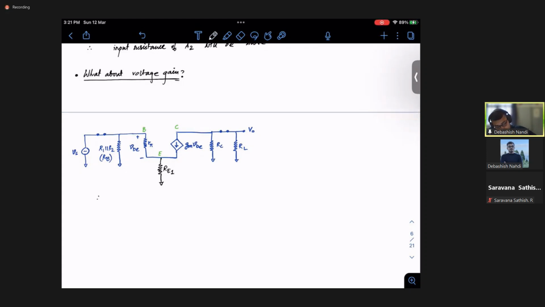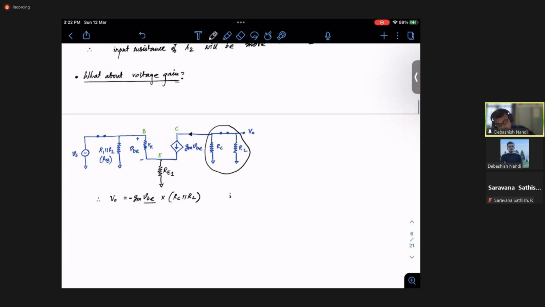So your voltage gain, V0, is nothing but minus GM VBE, because current is flowing this way into your RC parallel RL. This is your parallel combination, and this entire current is flowing out of that terminal. So it will be GM VBE into RC parallel RL. So we need to find out VBE in terms of VI, right? How do we go about it?